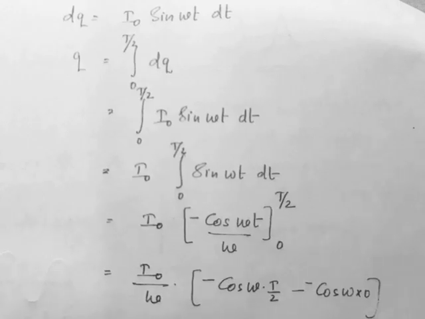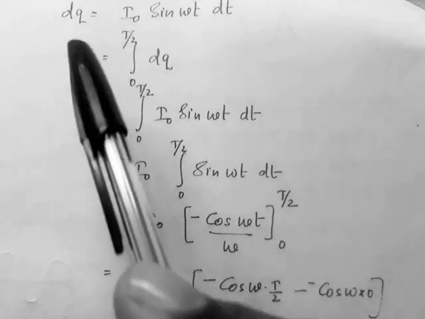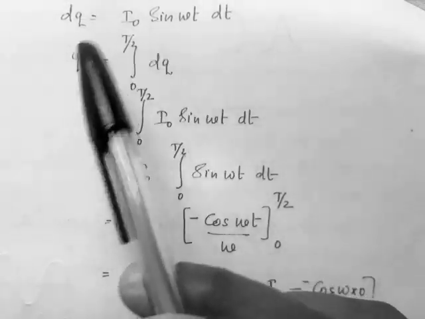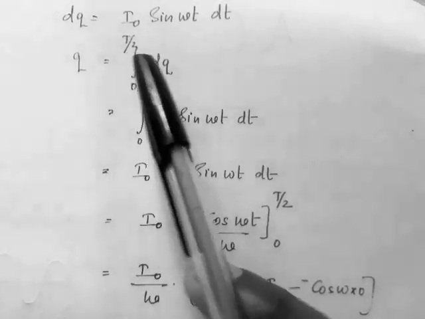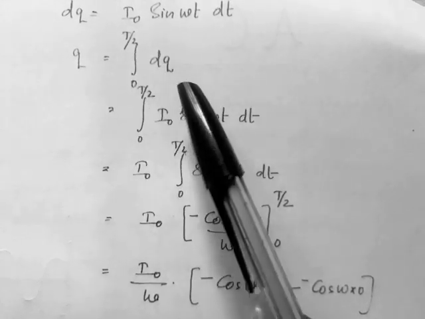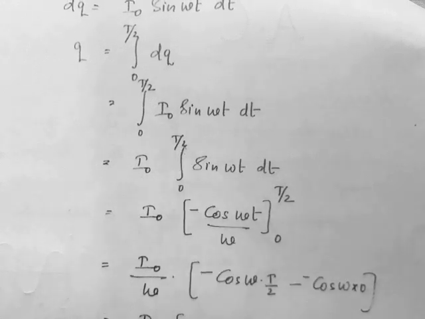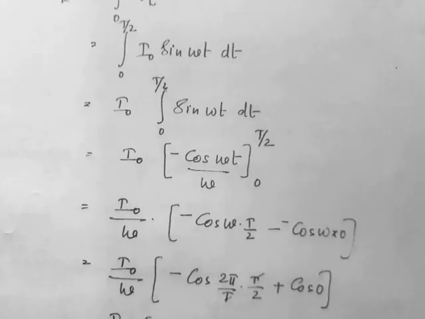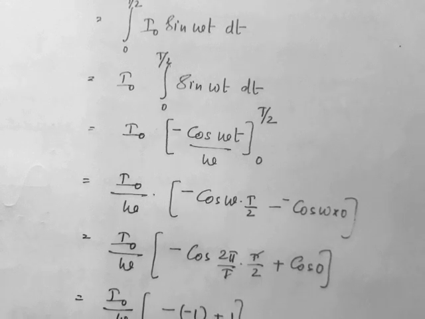So in order to get that charge q within time 0 to T by 2, we take a dq. We got dq by dt as I0 sin omega t. So dq is equal to I0 sin omega t into dt. So by integrating this dq we get q. From 0 to T by 2 you integrate dq, substitute this value. I0 is the maximum value, we take it outside, then we integrate with respect to time from 0 to T by 2 sin omega t dt.